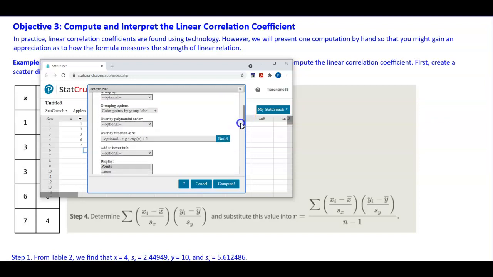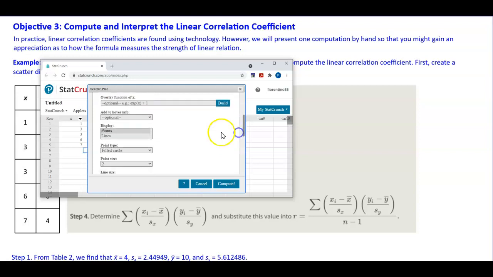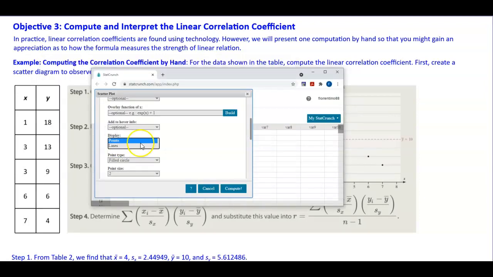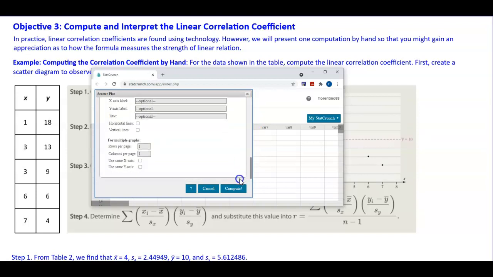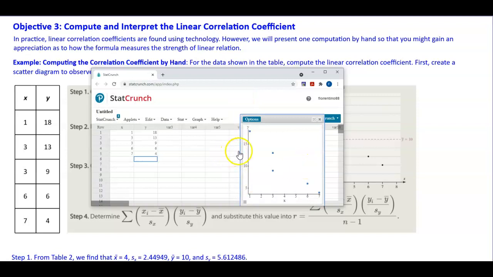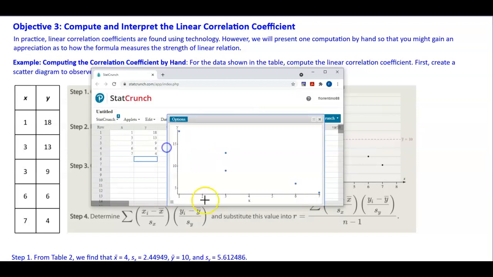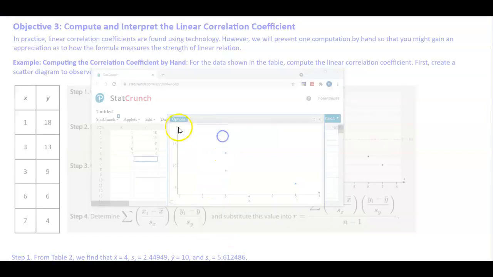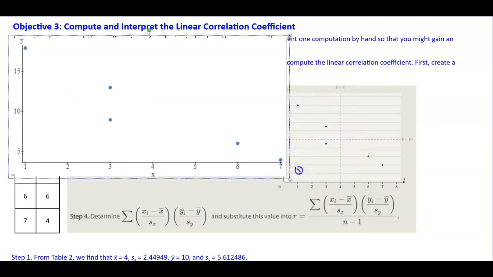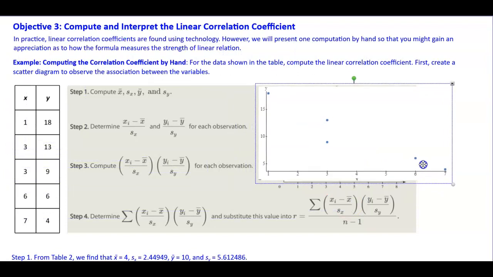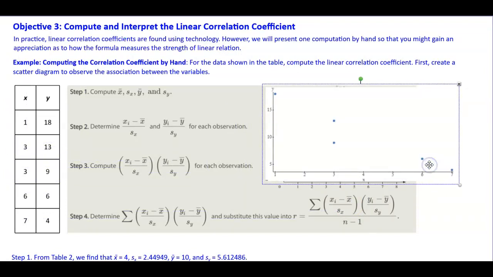Then we want to make sure that we have a display of points, and then we're going to go ahead and create the scatter plot. So let's see what happens with the scatter plot. Okay, so there is our scatter plot. I'm going to go ahead and copy that. Here's our scatter plot, and if you notice here, we can see what's going on with our points.